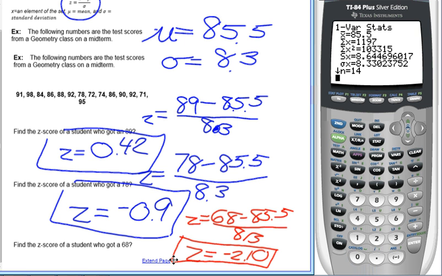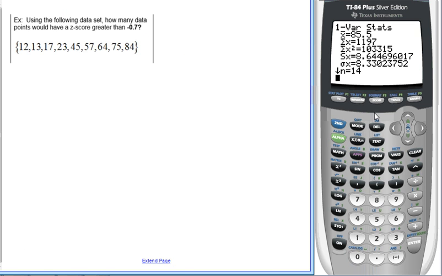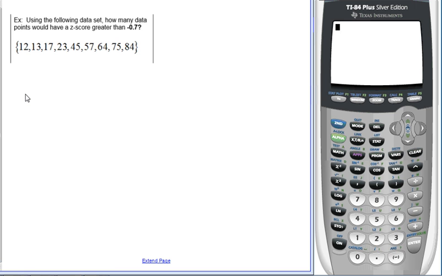So again, to do Z-scores, you need to put the data in your calculator and find your mean and standard deviation, and then just plug into the formula. Okay, using the following data set, how many data points would have a Z-score greater than negative 0.7?